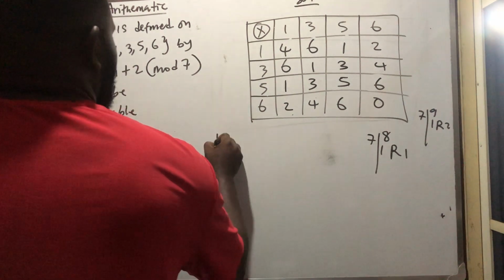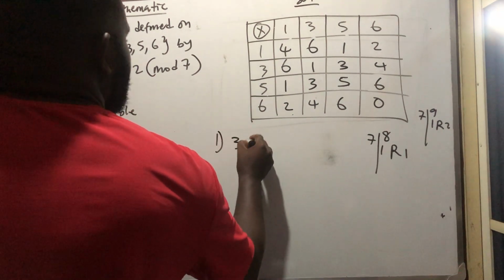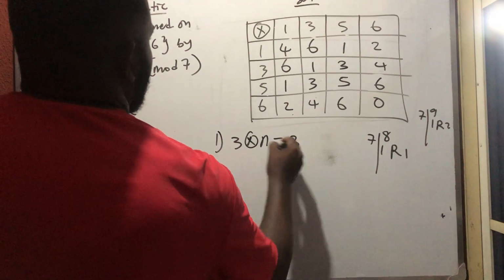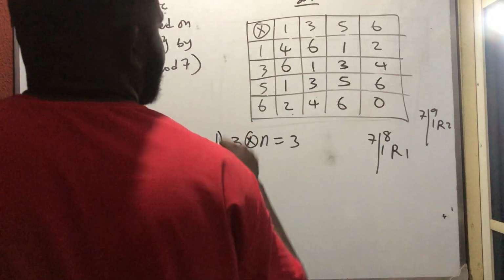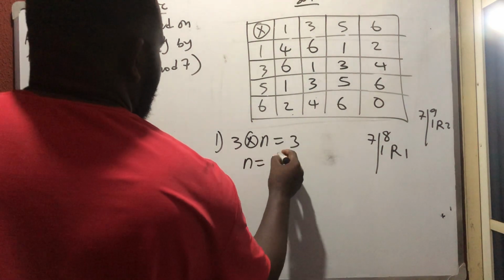We have gotten that. So the first question said 3 operates on something to have 3. So 3 operates on 5 to have 3. So therefore, n here is 5.